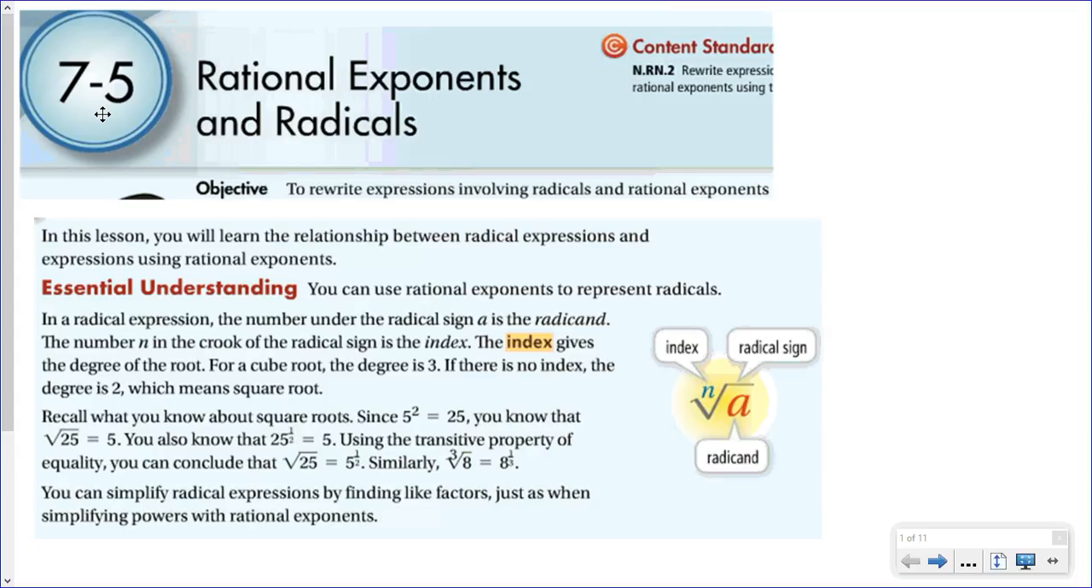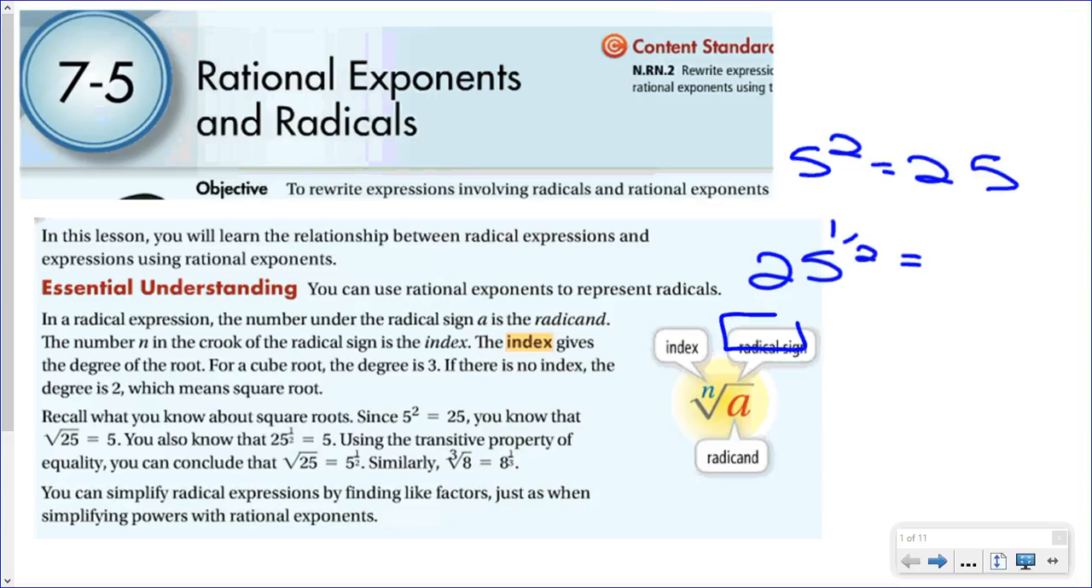So in the past, we've learned that 5 squared equals 25. And also in the past, you learned that if you had 25 raised to the 1/2 power, it would take two numbers to get to 25, and they'd have to be the same numbers. That number would be 5 times 5. So your answer is 5.